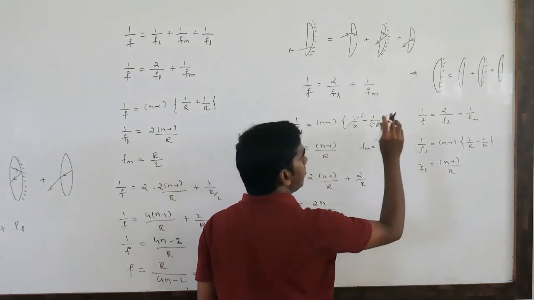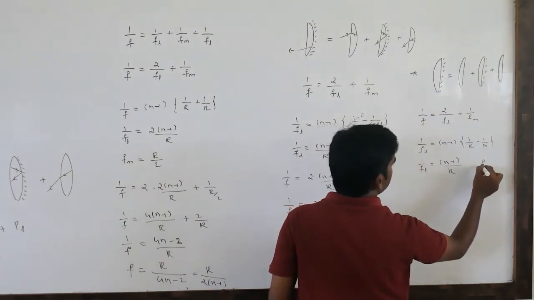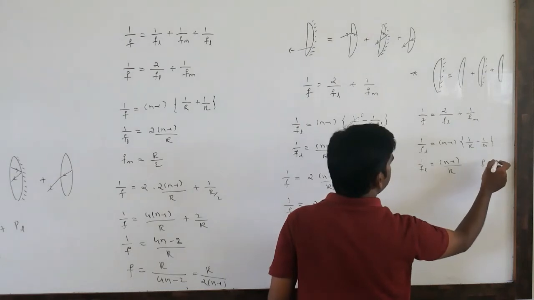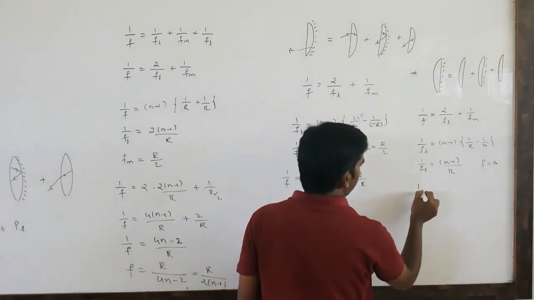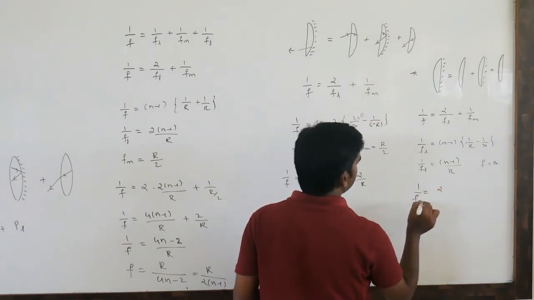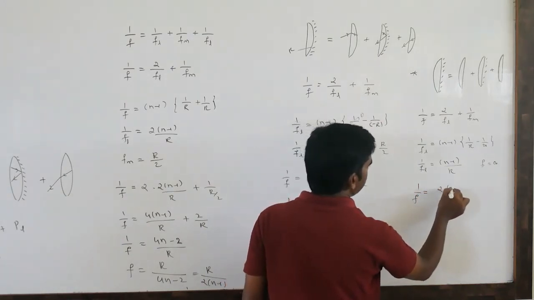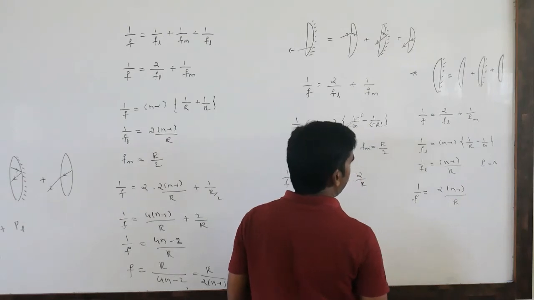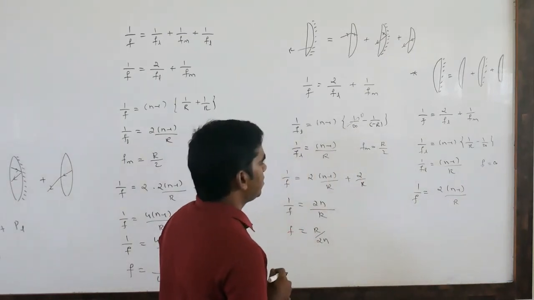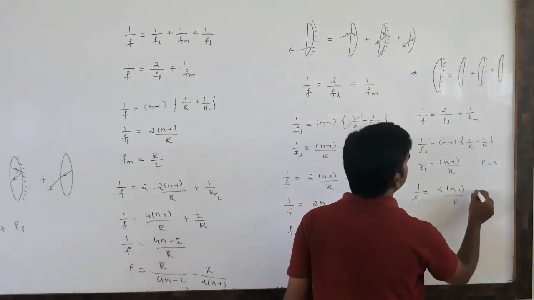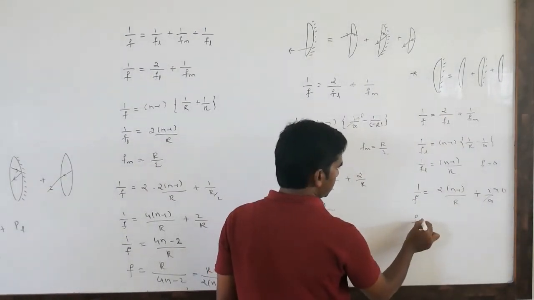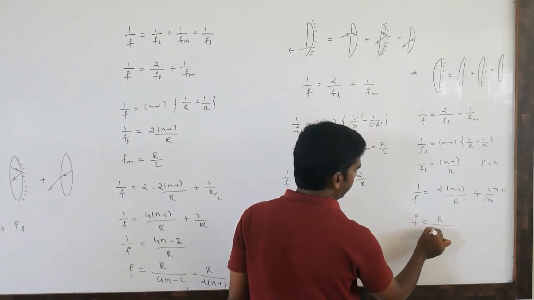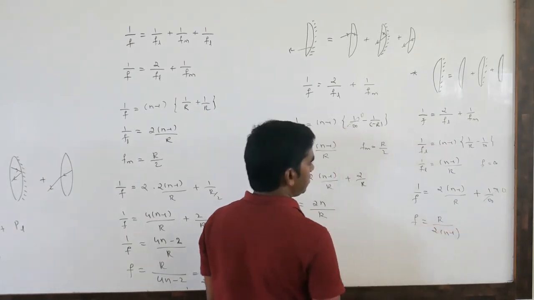Then what about the mirror? For the mirror, what will the focal length become? Now the radius of curvature is infinite, so again it will become infinite. So 1 by f equals 2 into (n minus 1) divided by r, plus 1 by infinity, which goes to 0. So f equals r divided by 2 into (n minus 1).